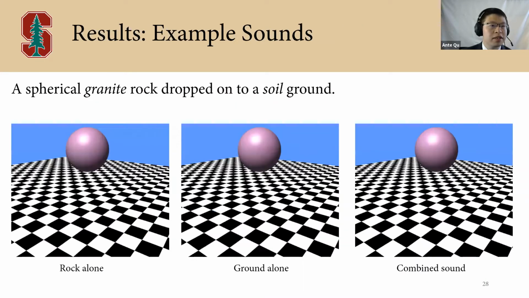So here are some example sounds from the wave solver. We drop a large spherical granite rock onto a soil ground. In the visualization, the sphere represents a granite ball and the tiled floor represents the soil. The sounds are a little bit soft, so listen carefully.